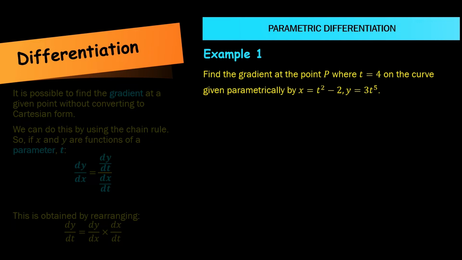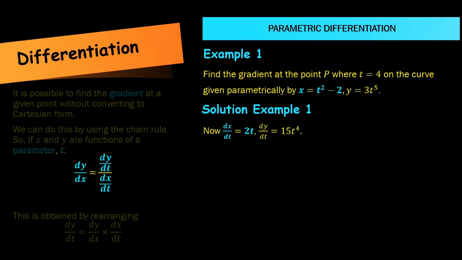In this example, we are required to find the gradient at the point P, where t equals 4 on the curve given parametrically by x equals t squared minus 2 and y equals 3t to the power 5. So let's solve this. If we differentiate x, we obtain dx/dt equals 2t. And if we differentiate y with respect to t, we obtain dy/dt equals 15t to the power 4.